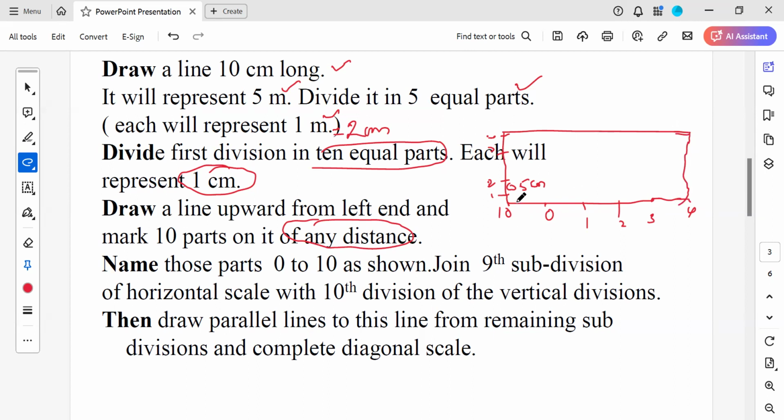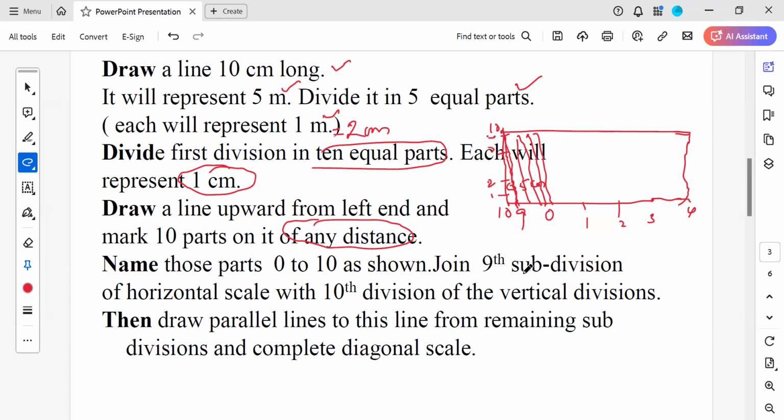Next, the ninth division on the horizontal line will be joined with the 10th division of the vertical. So this will be the ninth division horizontally, and vertically this will be the 10th division. Last, we will join the ninth division with the 10th division. Then from each division we will draw parallel lines to the first inclined line like this. Like this, you will get the diagonal scale.